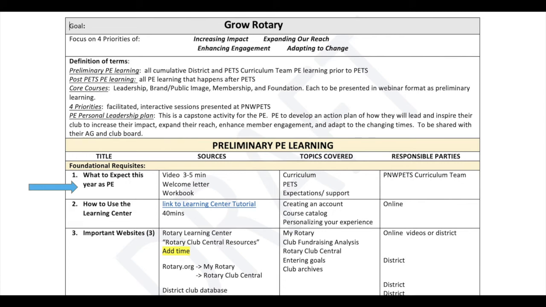And the far right column lists those who will be the primary person or group to cover that topic. The PE experience is going to include asynchronous online learning through the Learning Center, synchronous learning along with the other PEs that would occur at district-sponsored sessions, and then the PETS hosted sessions that will include the 4 core courses and the 4 priority courses.